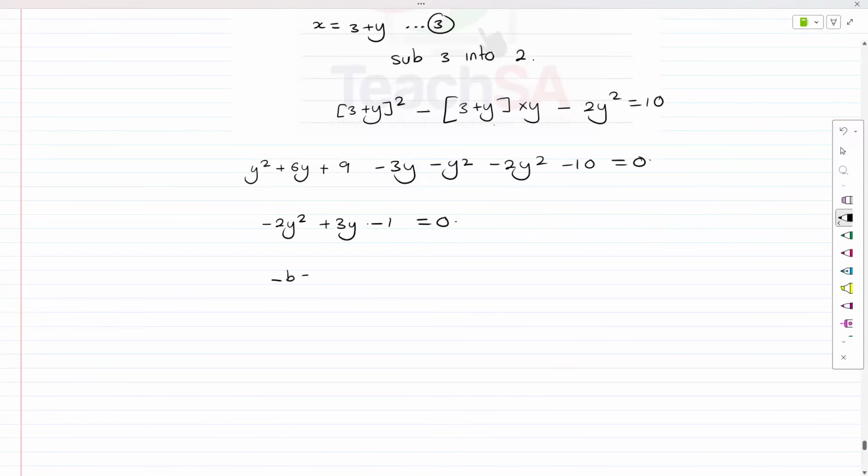Let's deal with the minus b formula. We're going to use the minus b formula, and y should equal a half, and y should equal 1. X would be equal to 3.5, and x will be equal to 4, right? Because we have to substitute into the third equation.